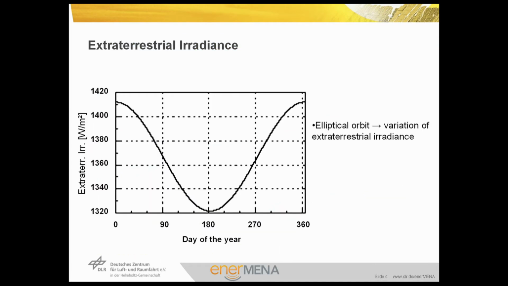I'll start with the extraterrestrial irradiance, which can be found at the top of the atmosphere. In the graph, we see the extraterrestrial irradiance in watts per square meter plotted versus the day of the year. We see that the extraterrestrial irradiance varies. This is due to the elliptical orbit of the Earth around the Sun. Although the extraterrestrial irradiance varies, we define the mean value as the solar constant. The value that is defined by WMO is 1367 watts per square meter.